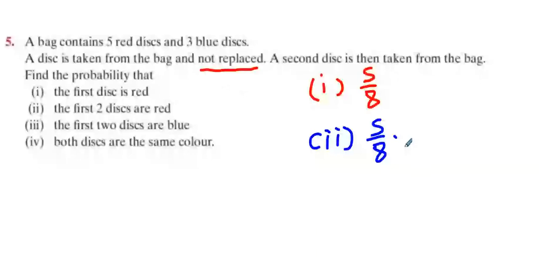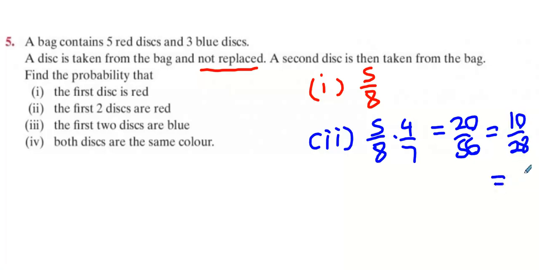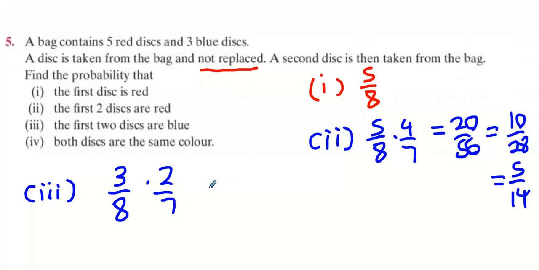And what about your second red? 4 out of 7. So 20 out of 56, otherwise known as 10 over 28, otherwise known as 5 over 14. Part 3. 2 discs are blue. Blue, 3 out of 8, multiplied by 2 out of 7, which is 6 out of 56, otherwise known as 3 out of 28. Not too bad, are they?